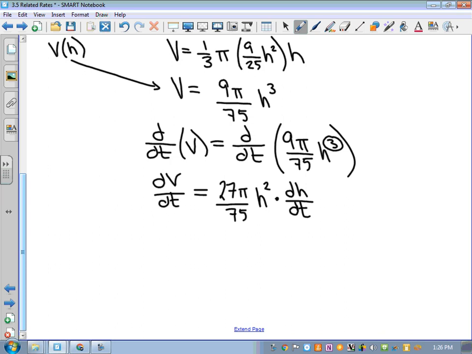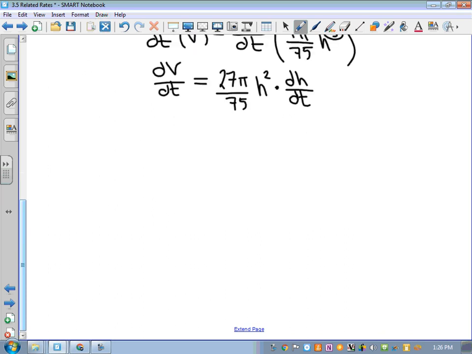I am pretty indifferent as to which way you do it because most of these questions ultimately boil down to some kind of manipulation. I do like manipulating for it first. So I'm going to quickly write that dH over dt is equal to, and I'll write this as 75 times dV over dt divided by 27 pi h squared.